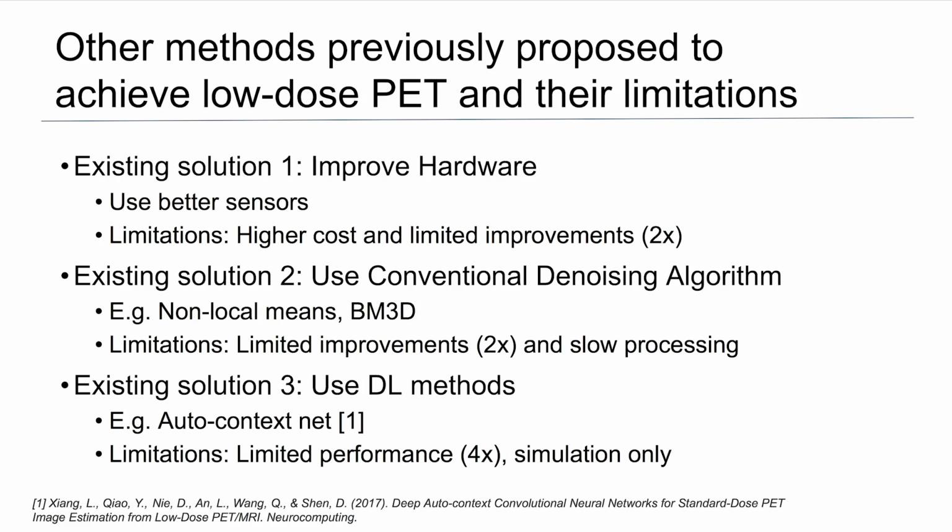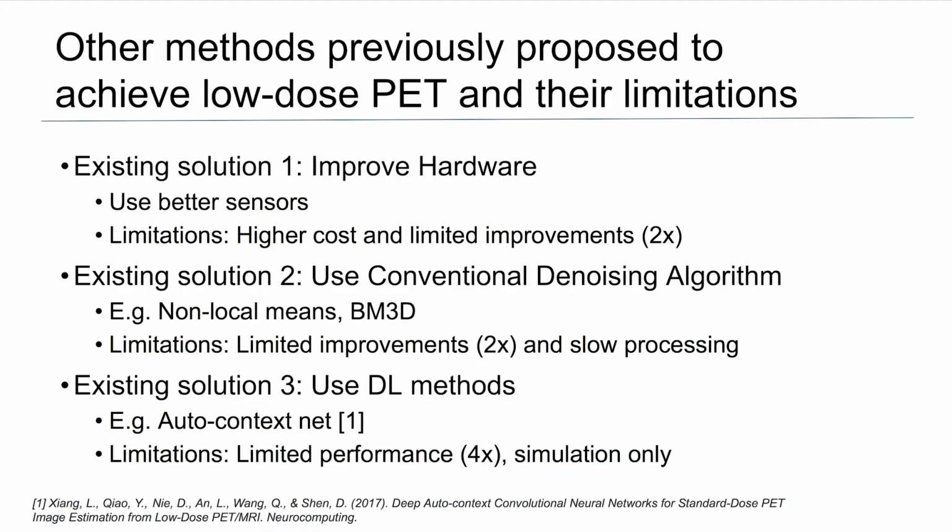So how are others achieving this, and how is your approach different or better? Yeah, there are several other methods people have tried. First, of course, we can further improve the hardware by using better but more expensive sensors. However, there are limitations on how much it can improve, and of course, it's higher cost. Second, people try to use conventional denoising algorithms for this.